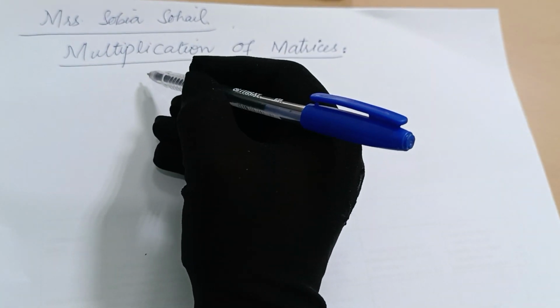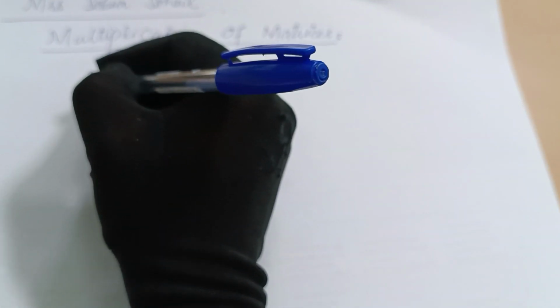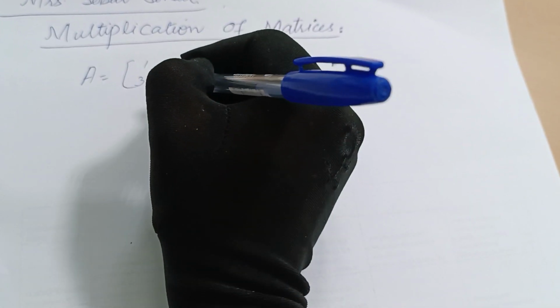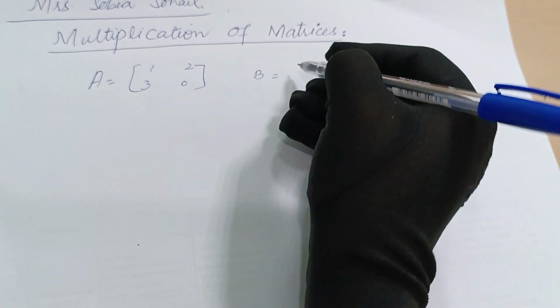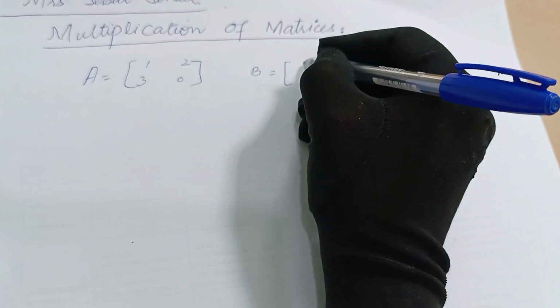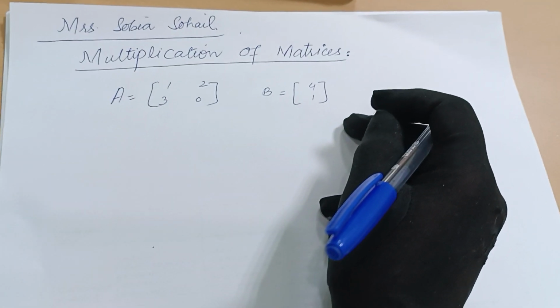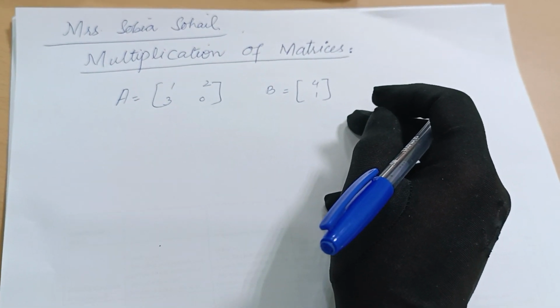For the multiplication of the matrices, I will explain with the help of an example. Suppose I am taking a matrix 1, 2, 3, 0. Another matrix I have taken is 4, 1. Before multiplication, we have to see whether they can multiply with each other or not.